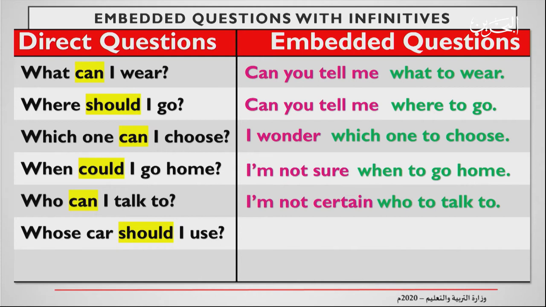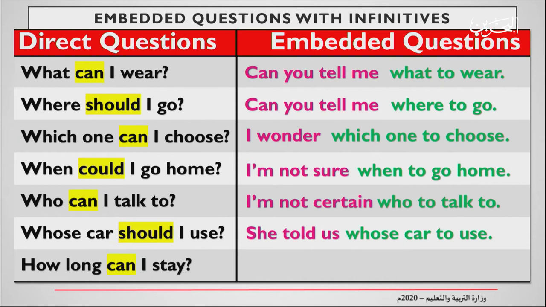Whose car should I use? Question mark. She told us whose car to use. How long can I stay? I'd like to know how long to stay. You see, I have highlighted the models because from the models, you can build the to plus verb, the infinitives, to plus verb. And because we have the question word in here, you can use it again in the embedded question.